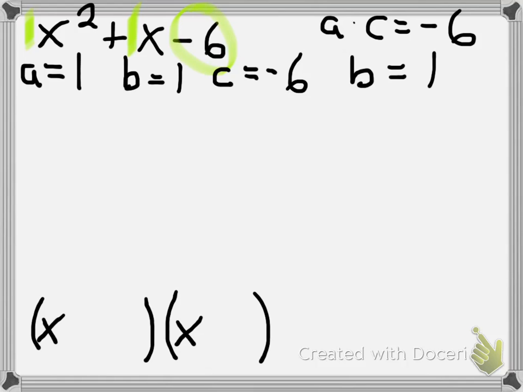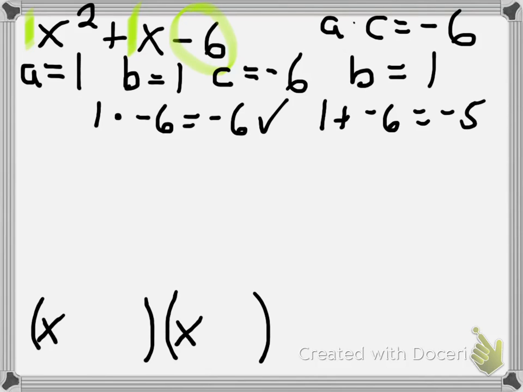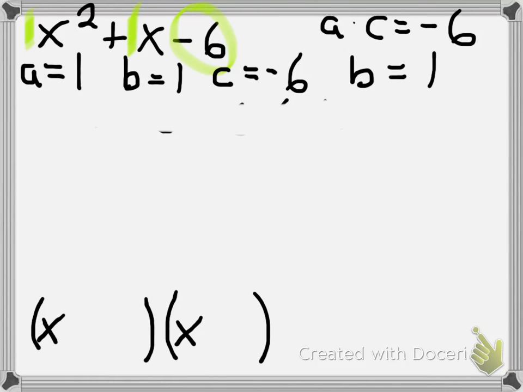The first possibility is just to go 1 times negative 6. And we see 1 times negative 6 is negative 6. So it meets the multiplication criteria. But now we have to check if it adds to 1. So I'm going to try 1 plus negative 6 equals negative 5. And so it fails on that criteria. So we don't want that one there, so I'm going to erase that. So we don't want 1 and negative 6.